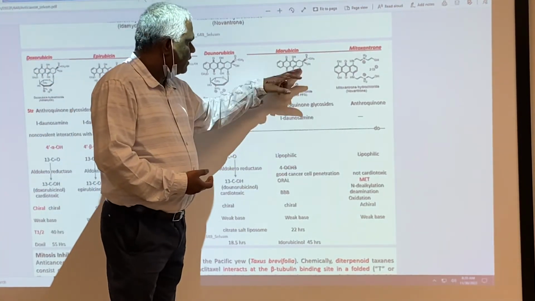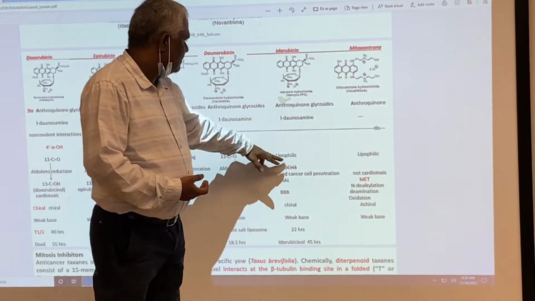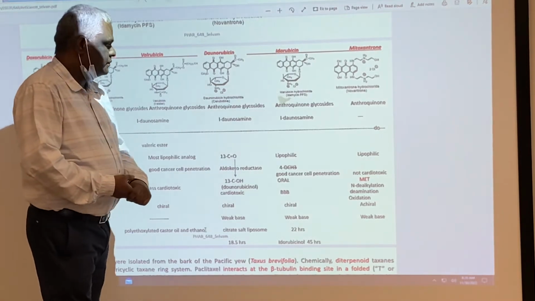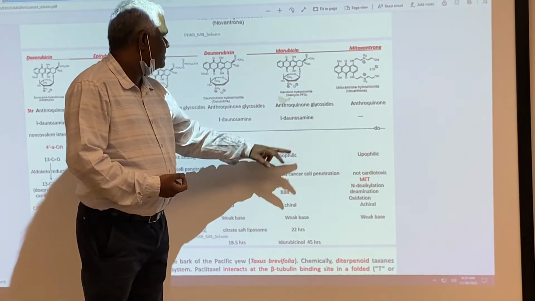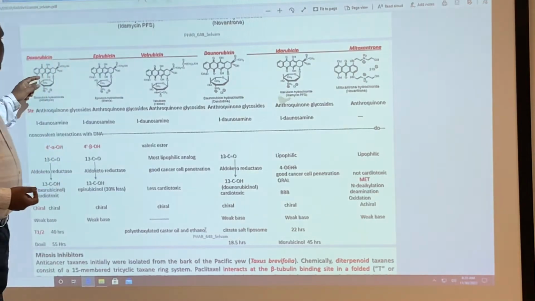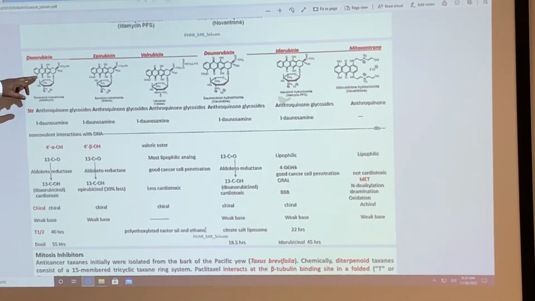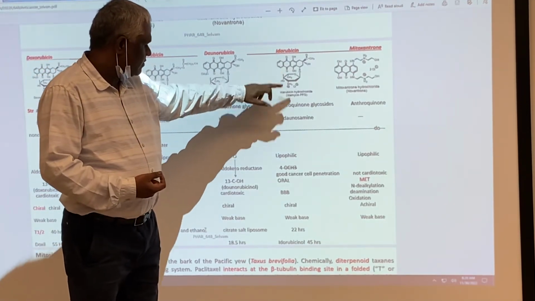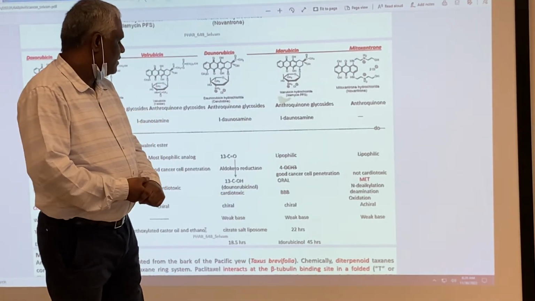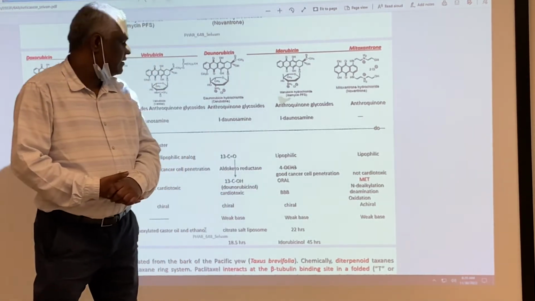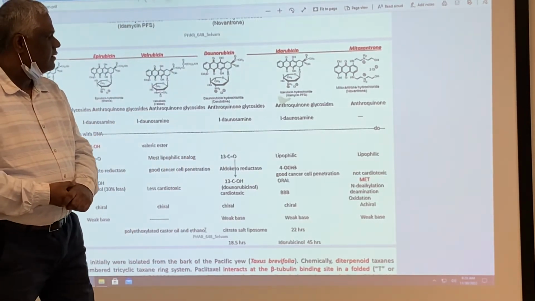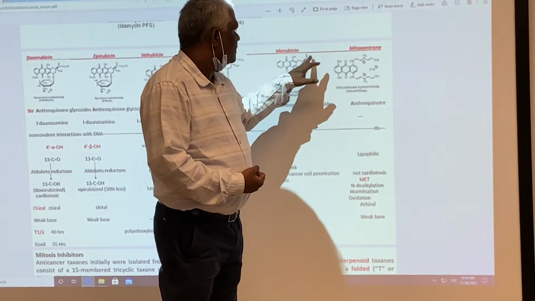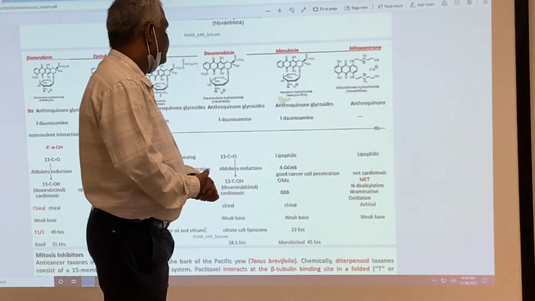So these two are structurally a little different. Those are called lipophilic metabolites, and one of the methoxy groups is missing here. Those analogs have a methoxy group at carbon number 4. That methoxy group is missing here. There is no methoxy group. So it is lipophilic, which is good for cancer cell penetration and suitable for oral use. And this is not cardiotoxic because we don't have the ketone functional group. That's why it's not cardiotoxic.